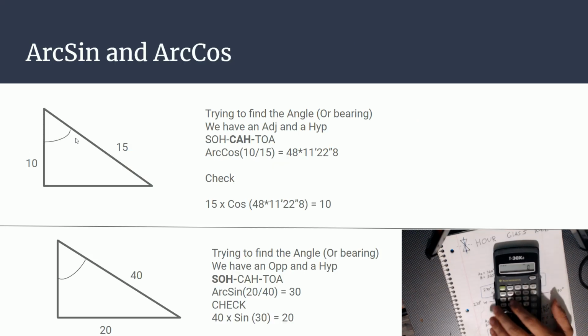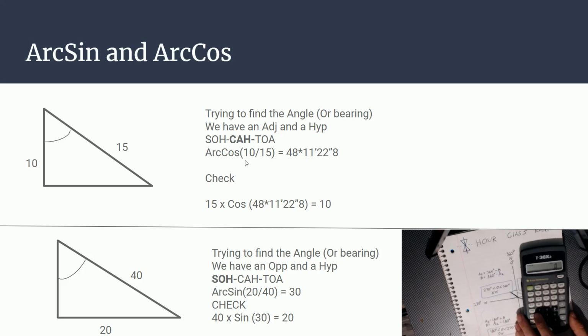Let's do one of these things together. So let's do the top triangle first. We're trying to find this bearing right here, or this angle, and we're given an adjacent side and a hypotenuse side. That tells me we need to use a cosine variation. Because we only have side lengths and we don't know an angle, we're going to use arc cosine, the inverse of cosine.